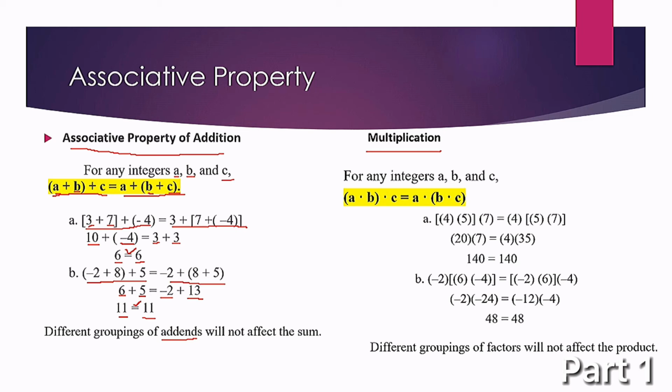Next, for multiplication, any integers A, B, and C. We have the quantity of A times B times C equals A times the quantity of B times C. So, parehas lang, they differ in operation. The first number and the second number are grouped together. The second number and the third number are grouped together. So, maapektuhan kaya ang product nila or magbabago ba ang product nila? So, let us have an example.